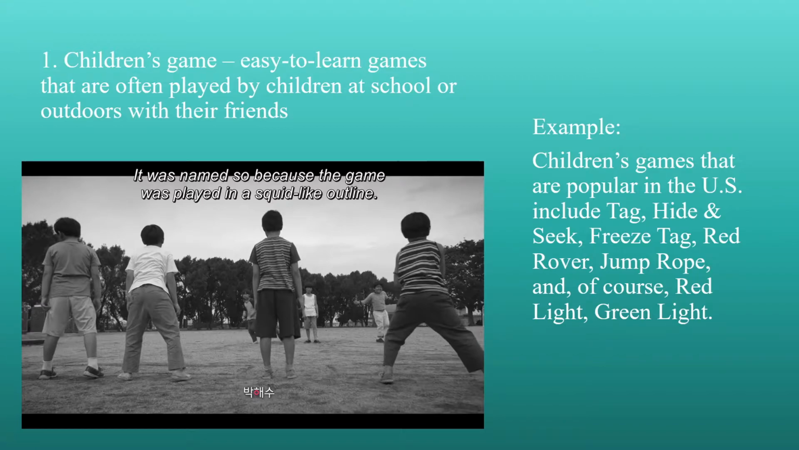So, 1. Children's game. Easy to learn games that are often played by children at school or outdoors with their friends. Example. Children's games that are popular in the US include tag, hide and seek, freeze tag, red rover, jump rope, and of course, red light, green light.